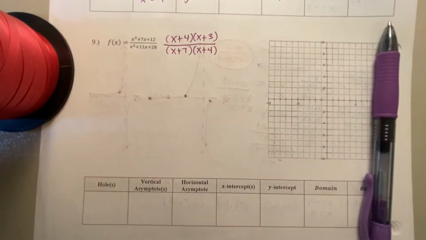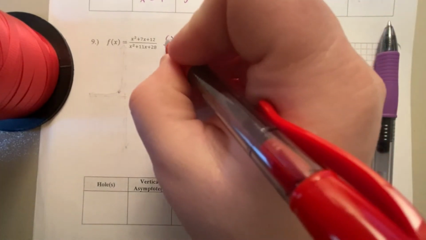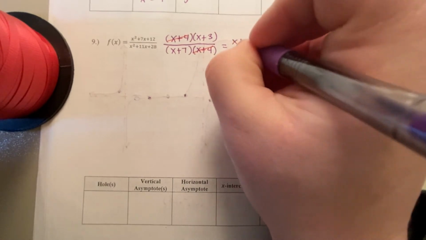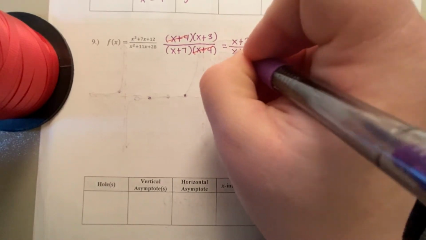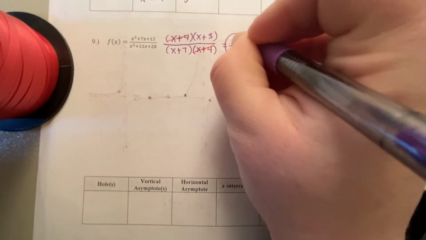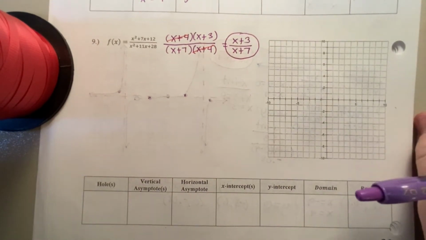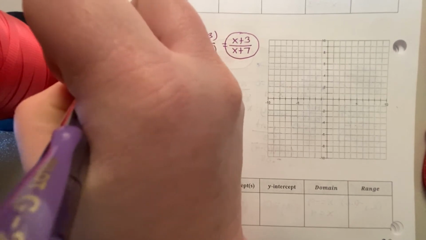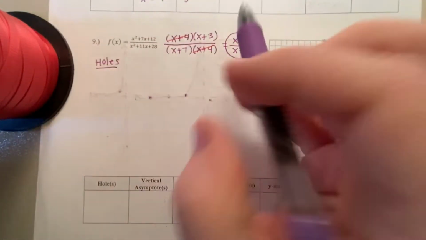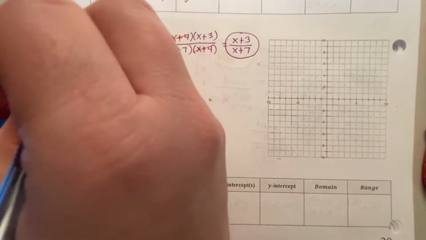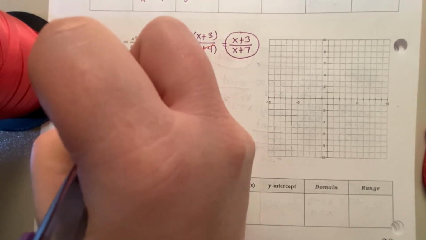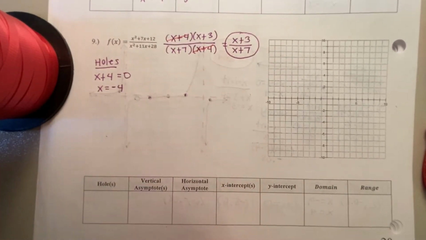So now we need to cancel anything out that will cancel. So the x plus 4's cancel, and that leaves me with x plus 3 over x plus 7. That's my simplified function. All right, so now I need to figure out, well, what are my holes? To get the holes, it says to set the canceled out portion, which is x plus 4, equal to 0, and solve for x. So I get negative 4 because I would subtract from both sides.